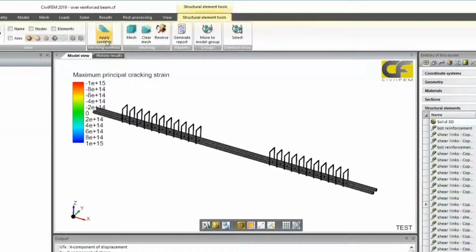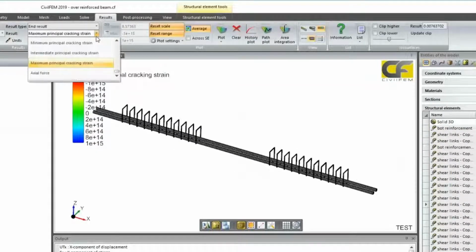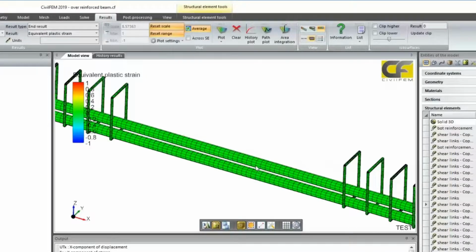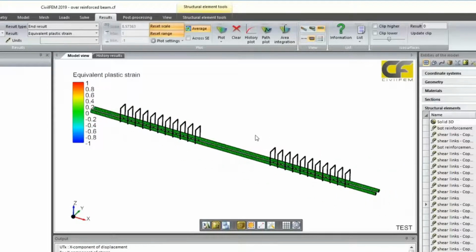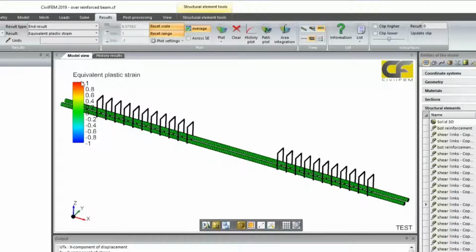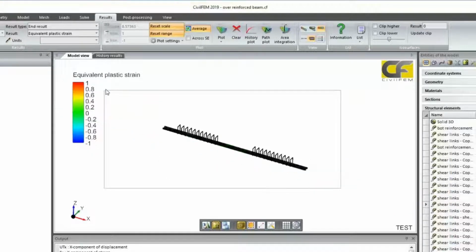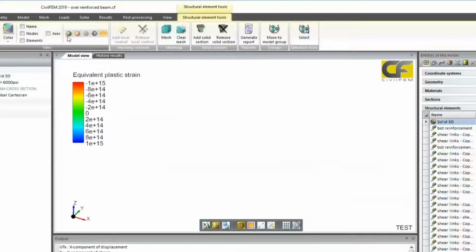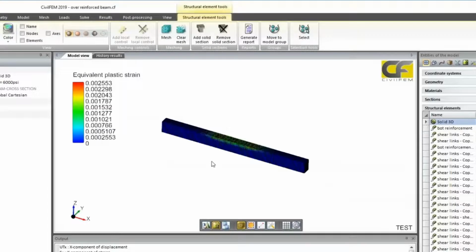In this case, let's plot equivalent plastic strain. And we can see there's no yielding, so we are not having problems with tension in this model, no yielding in the steel. You can see between zero and minus zero, green is no yielding. And now let's plot what's happening in the concrete. Concrete equivalent plastic strain, which means compression failure.